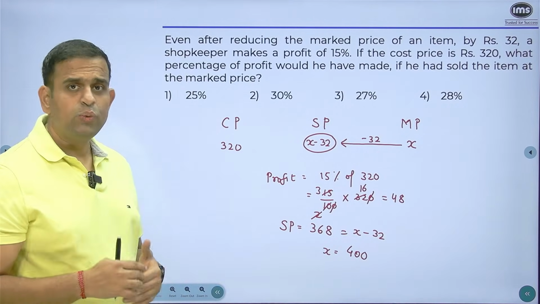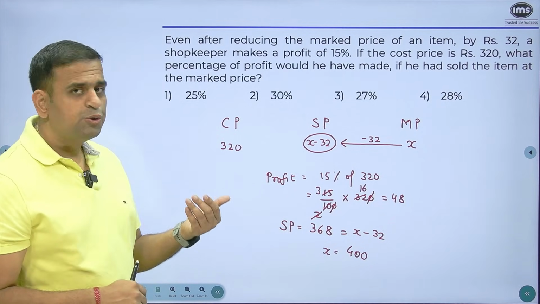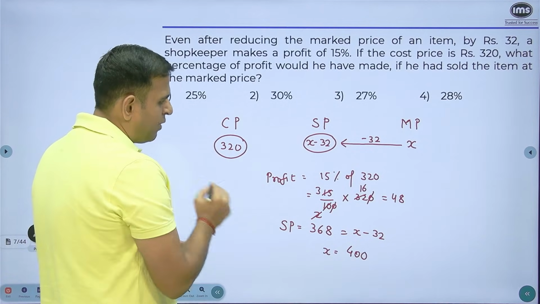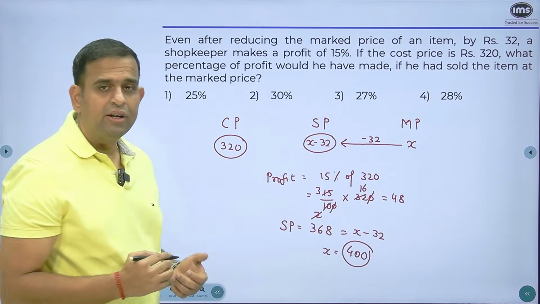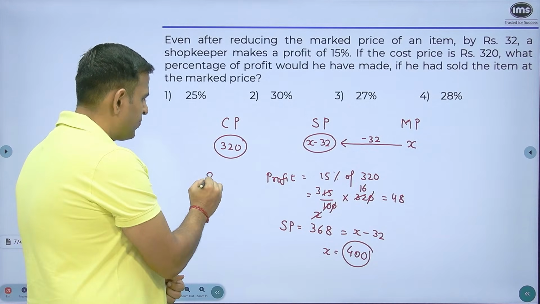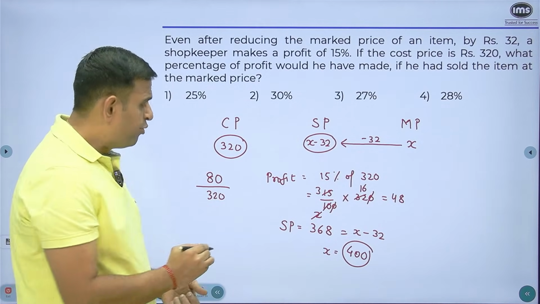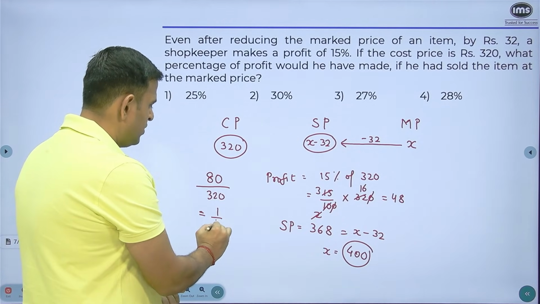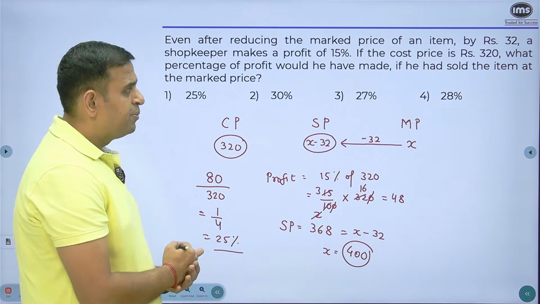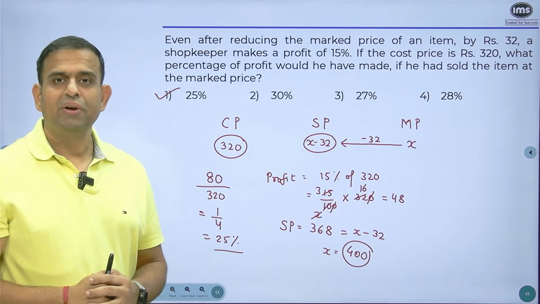And now the question says, what is going to be the profit percentage in case the item was sold at the mark price? So a CP of 320, a mark price of 400. The required gain now is going to be equal to 80. And 80 over 320 simply becomes 1/4. And you can say this will correspond to a 25% profit. So one can safely choose to mark option number 1 as the answer for this question.